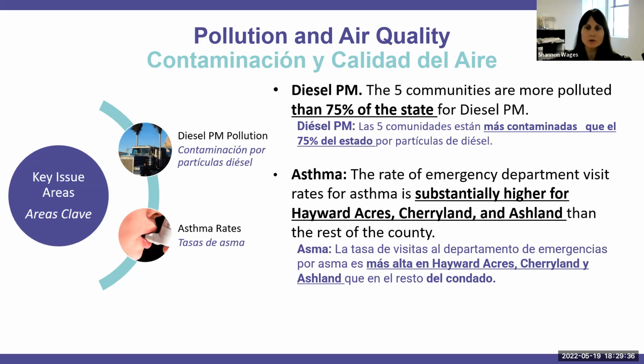And this pollution is caused mainly from diesel trucks, freeways, industrial uses, and other polluting businesses in these 5 communities. These areas are more polluted with diesel PM than 75% of the state of California, with Ashland having the highest pollution, followed by the San Lorenzo and Hayward Acres census tracts.